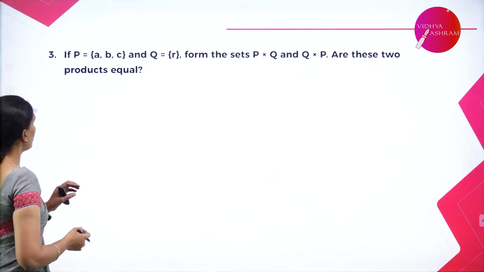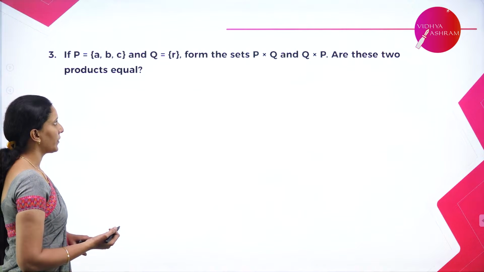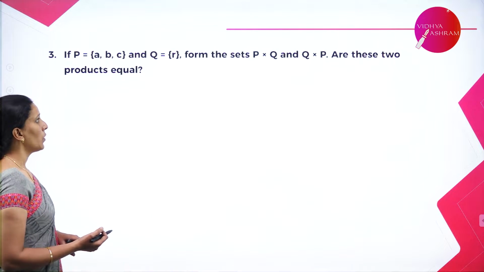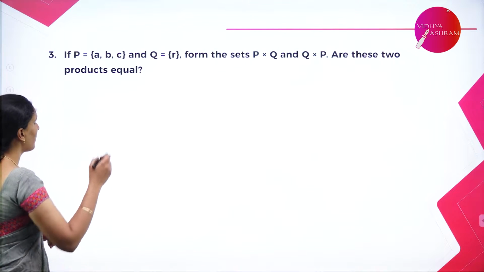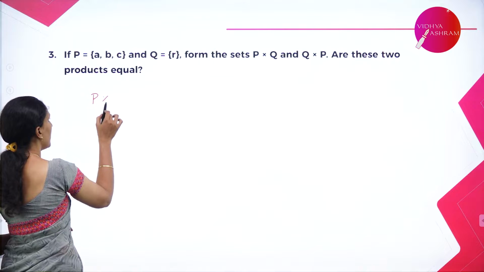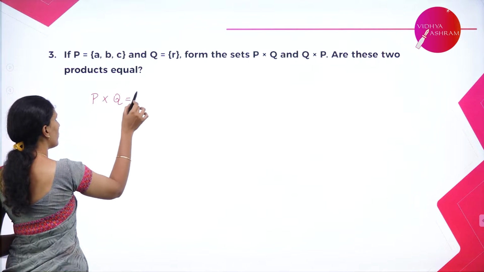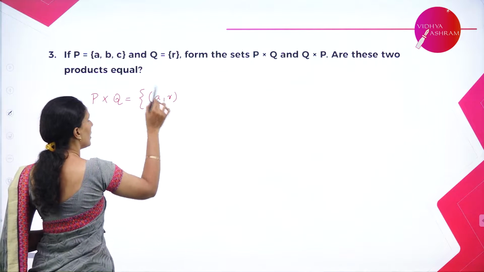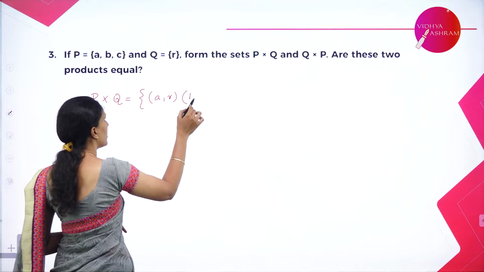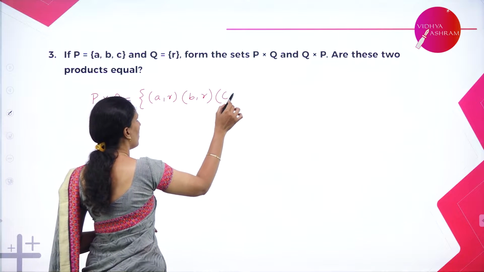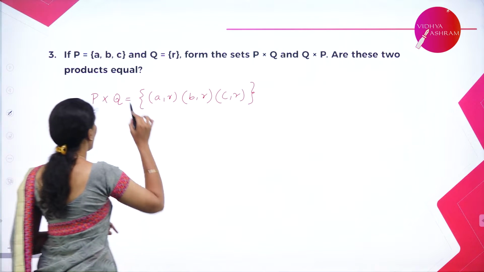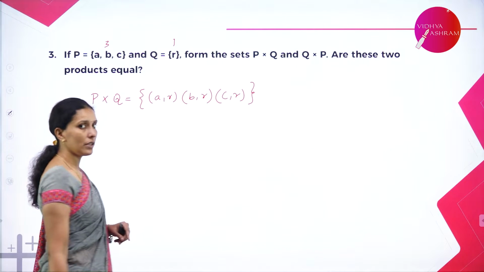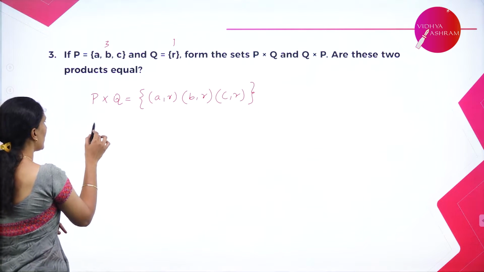Next question. If P is equal to {a, b, c} and Q is equal to {r}, form the sets P cross Q and Q cross P. Are these two products equal? First, let us find P cross Q, that is, pairing the elements of P with respect to Q. Now pair (a, r). There are no other elements in Q. Next we can write (b, r), (c, r). So we have here 3 elements: 3 into 1, 3 elements in P cross Q. Now let's take Q cross P.